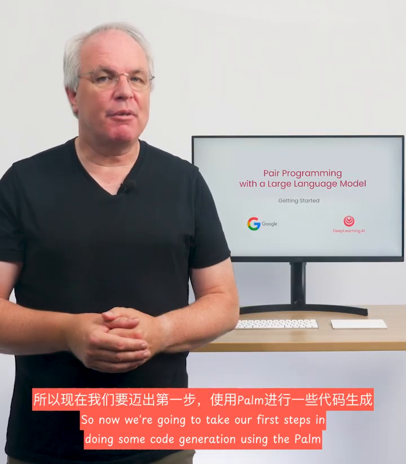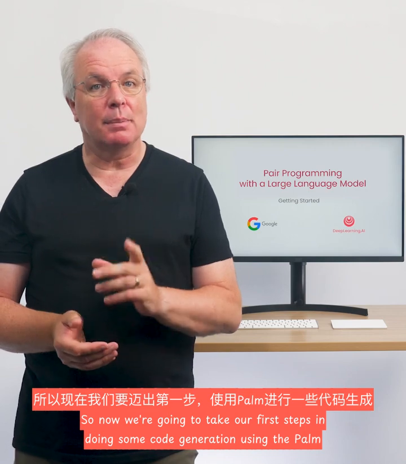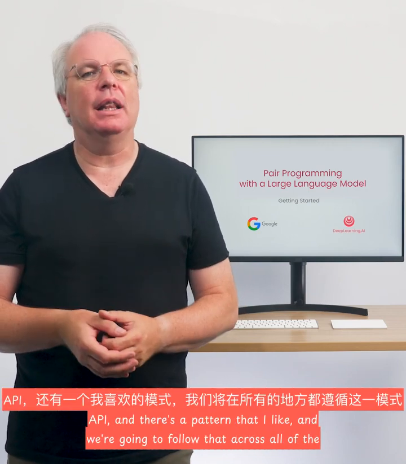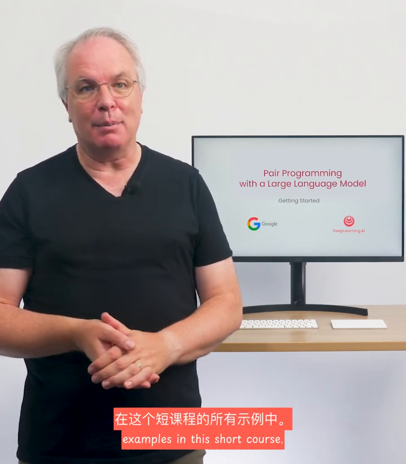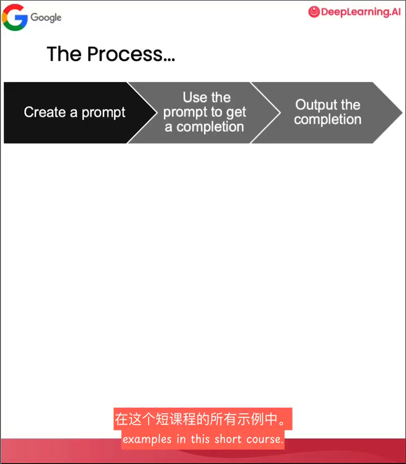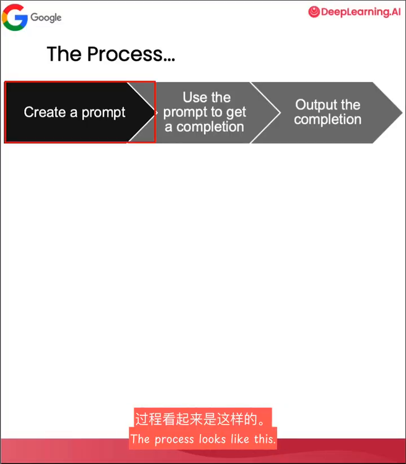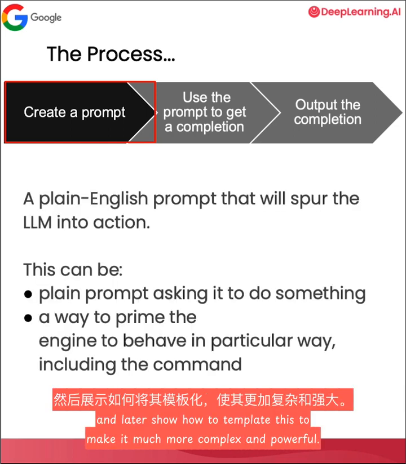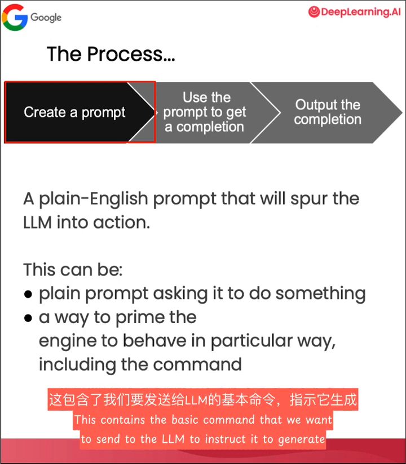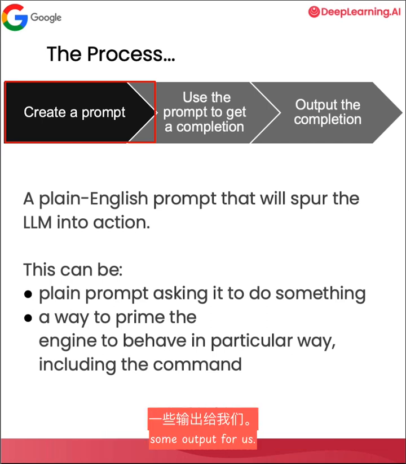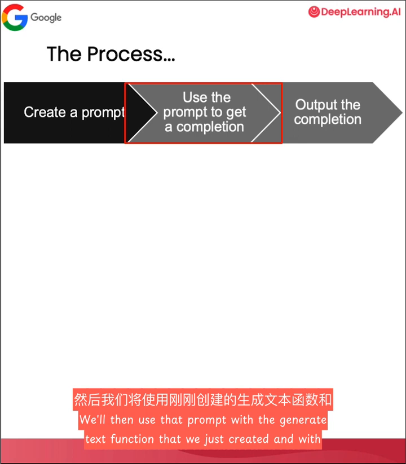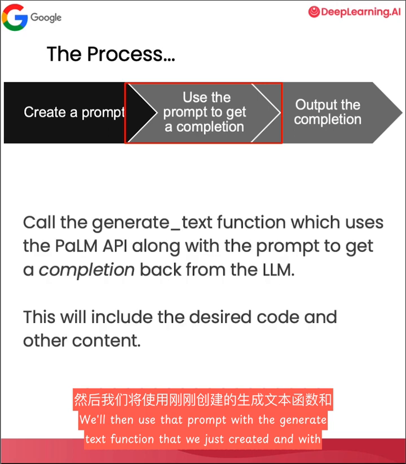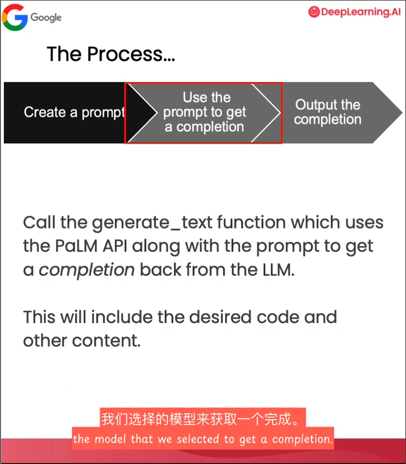So now we're going to take our first steps in doing some code generation using the PaLM API. And there's a pattern that I like, and we're going to follow that across all of the examples in this short course. The process looks like this. First, we're going to create a prompt. And we'll start with a very simple static string and later show how to template this to make it much more complex and powerful. This contains the basic command that we want to send to the LLM to instruct it to generate some output for us. We'll then use that prompt with the generate text function that we just created and with the model that we selected to get a completion.